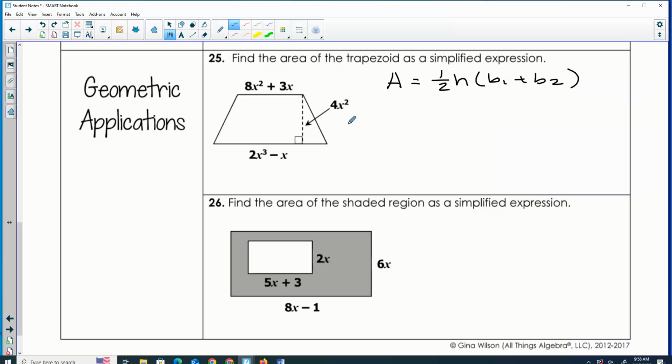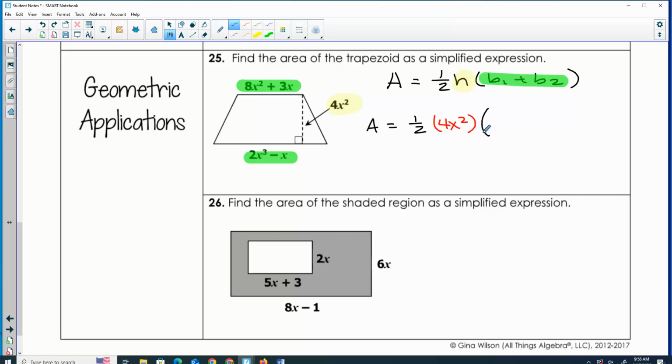So in this formula, we have 1/2. H represents the height, which is how tall this thing was. So in our situation, the height is the 4x squared. Then in parentheses, b1 plus b2. That's when you add the bases. The bases are those two sides.